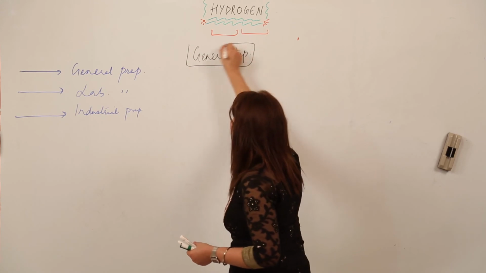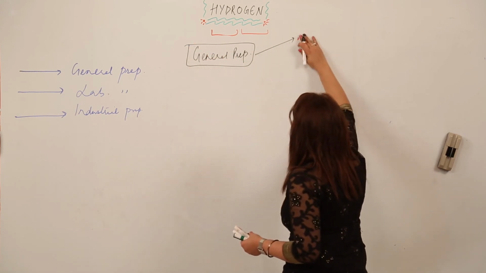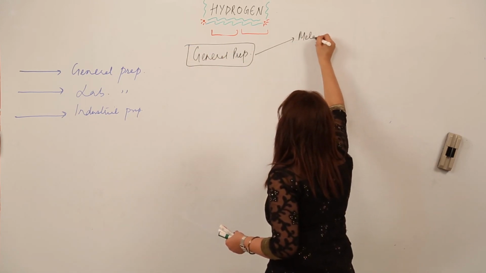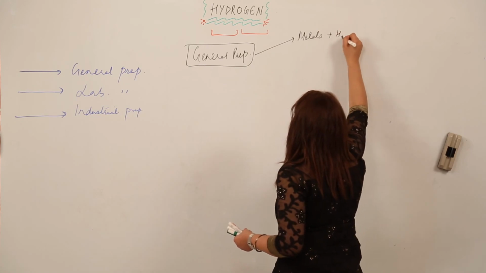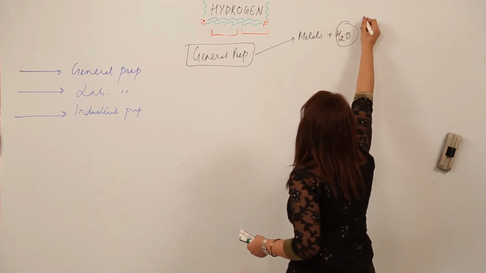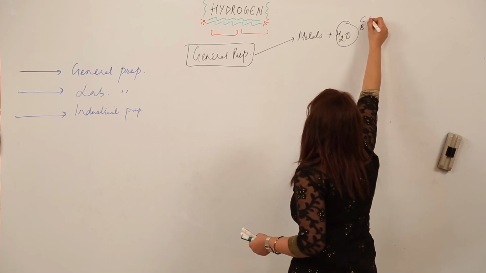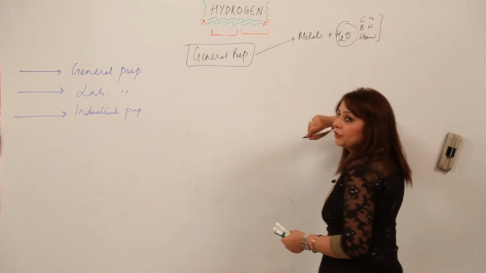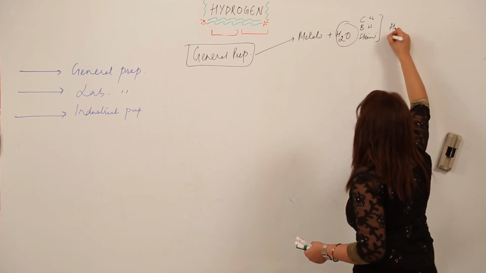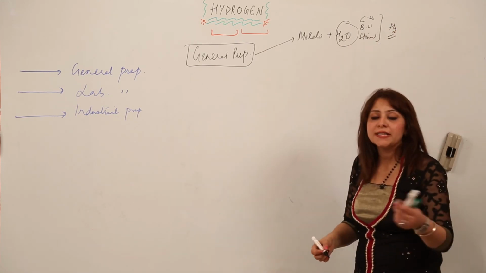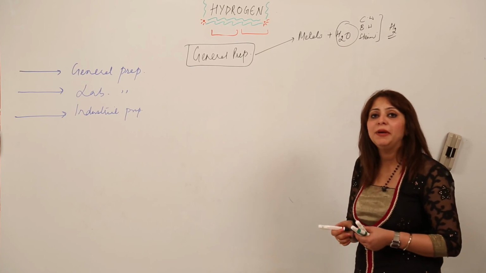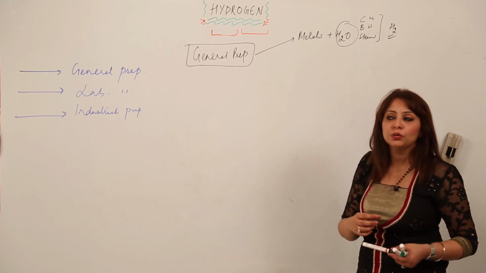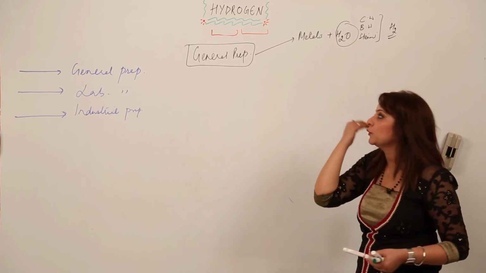The first general preparation we have is the reaction of metals with water. No matter whether it is cold water, boiling water, or steam, somehow after these reactions we get hydrogen. But there are a few limitations, as I told you, so we are not using that as a main method, but still we get hydrogen at the end of the reaction, right.